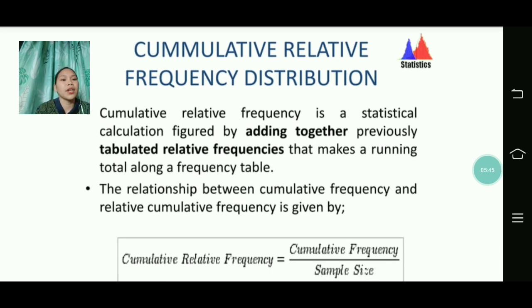Cumulative relative frequency is a statistical calculation figured by adding together previously tabulated relative frequencies, which makes a running total along a frequency table. The relationship between cumulative frequency and relative frequency is given by this formula: cumulative relative frequency is equal to cumulative frequency divided by the sample size.